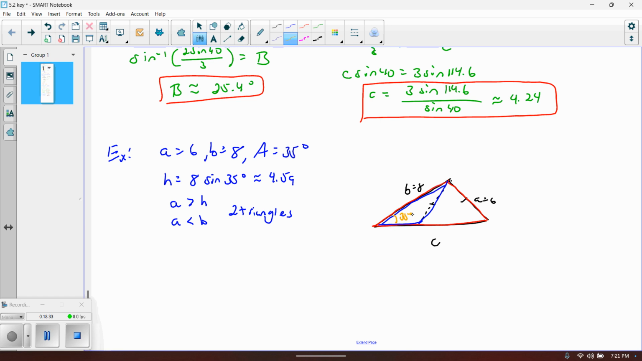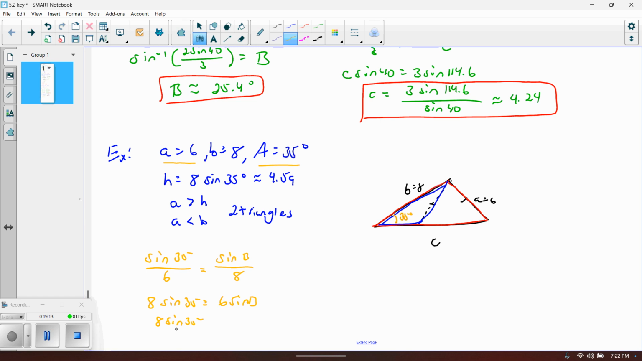So let's go ahead and get started on that. So we know that the pieces that are matching are the A, so we'll start off there. So sine of 35 divided by 6 is going to equal, and because we have B as our other piece, we'll do the sine of B divided by 8. Cross multiply, 8 sine of 35 equals 6 sine of B. And then solving for B, divide by 6.